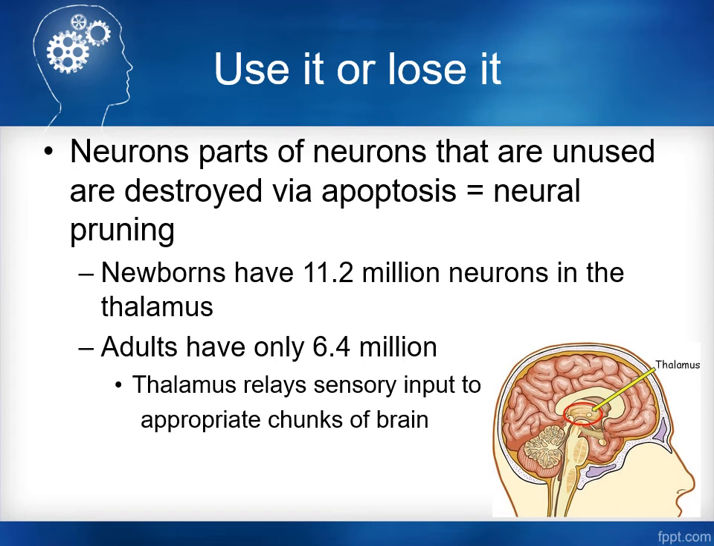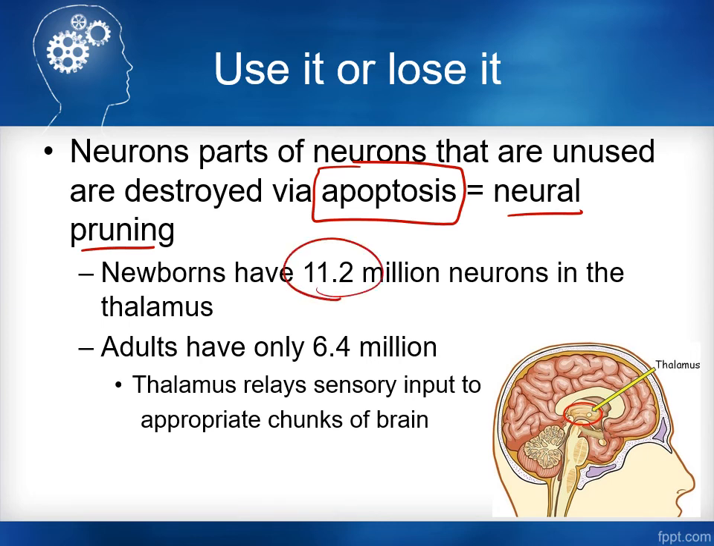So neurons or parts of neurons that we don't use, they're going to be destroyed by apoptosis. Apoptosis is when it's pre-programmed cell death. It happens on purpose. It's not because of an injury or a mutation. It is simply, I don't need this cell anymore. I'm going to take it apart and recycle the pieces into other things. So apoptosis, pre-programmed cell death. Neural pruning, we're going to take away those nerve cells that we don't need.